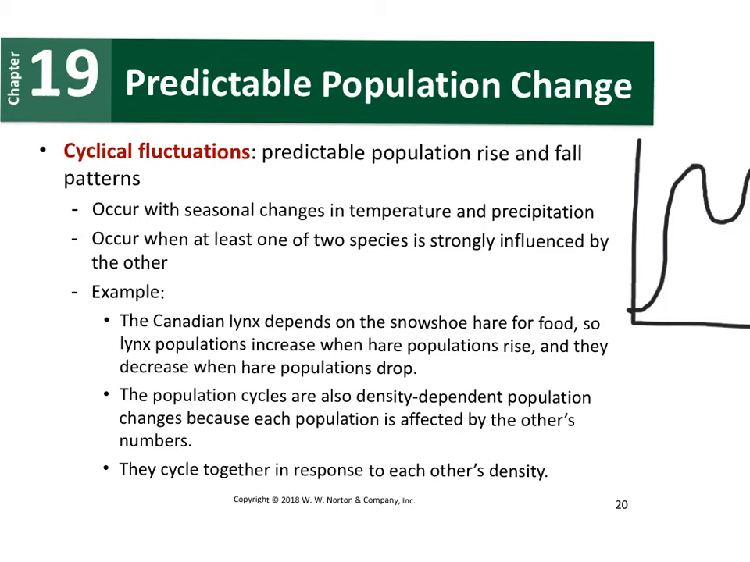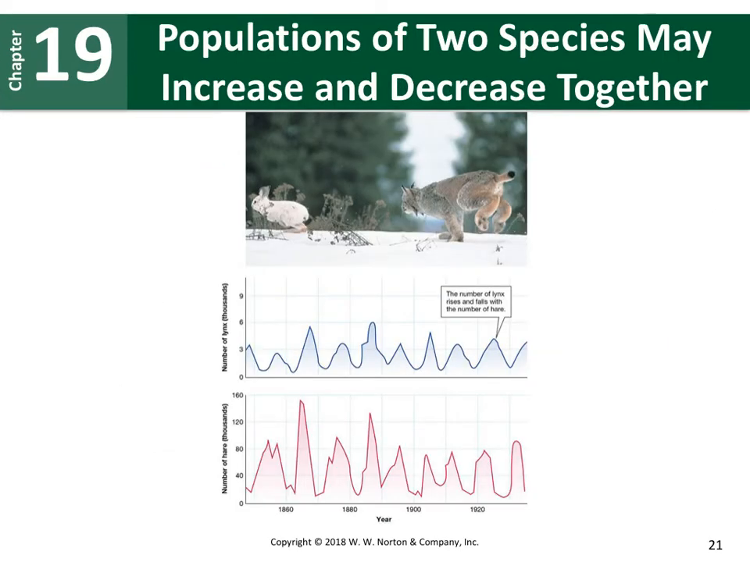So, Canadian lynx depend on snowshoe hare for food, so the lynx populations increase when the hare populations rise, and they decrease when the hare populations drop. The population cycles are also density-dependent population changes because each population is affected by the other, and they cycle together in response to each other's density. And we'll take a look and see what that looks like.